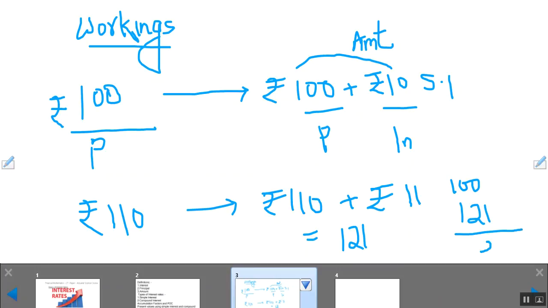This 21 is the interest that I earned for 2 years, right? First year I earned an interest of 10, second year I earned an interest of 11. Now you might be wondering why 11 instead of 10. Why? Because this 1 rupee that you see here is actually the interest on this 10 rupees. This is the compounding effect.